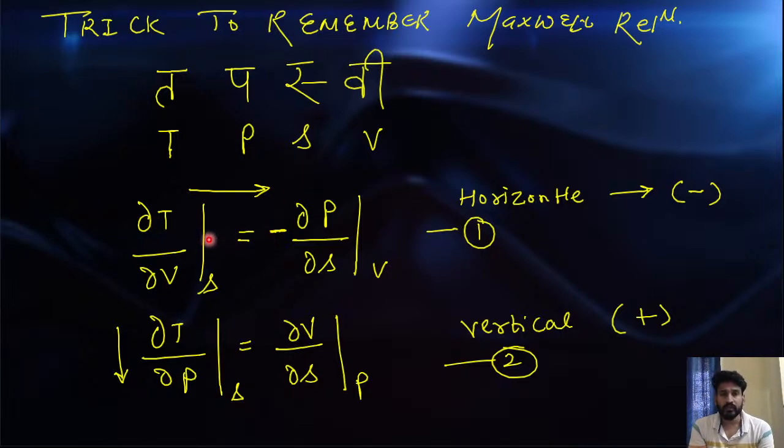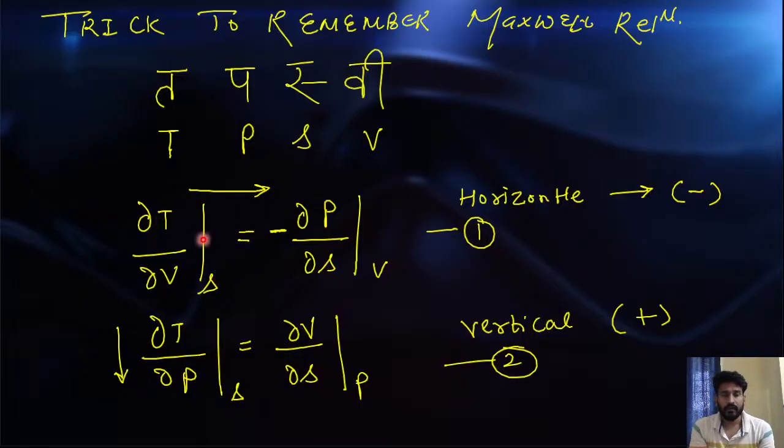You cannot go like this, T, and then diagonally P, S, V. No, this is not the way. You do not have to go zigzag. You have to go only along the specific path, T, P, S, V.